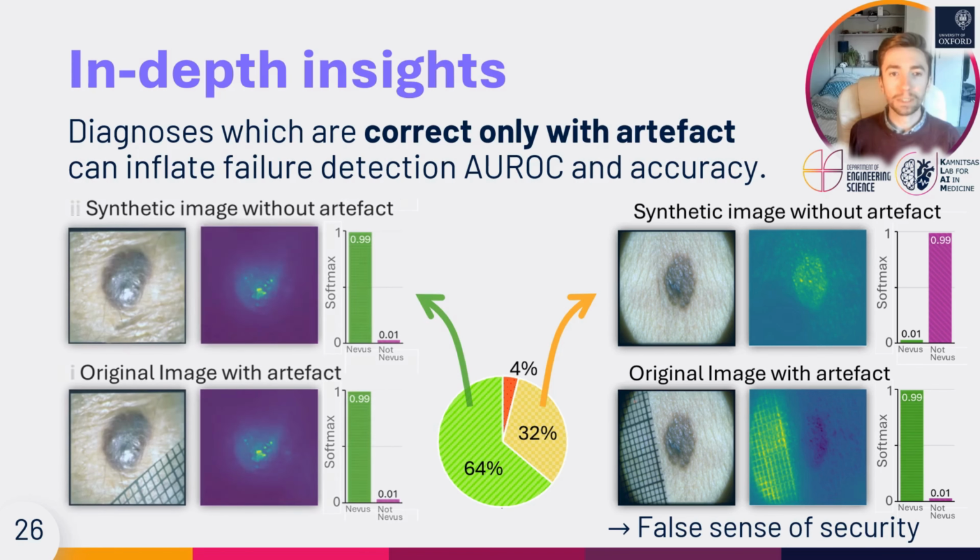Compare this to this prediction, which is correct regardless. We see here that the LRP heat map and the softmax distribution doesn't change when we remove the ruler. Clearly, we have a preference of the diagnosis on the left over the diagnosis on the right. However, if we're only optimizing methods to remove predictions which are incorrect, then we're not incentivizing methods to prefer the prediction on the left over the diagnosis on the right.